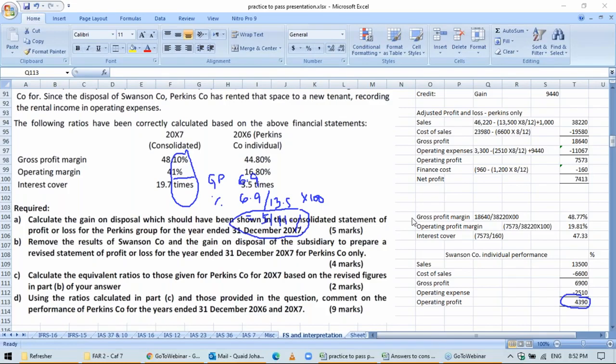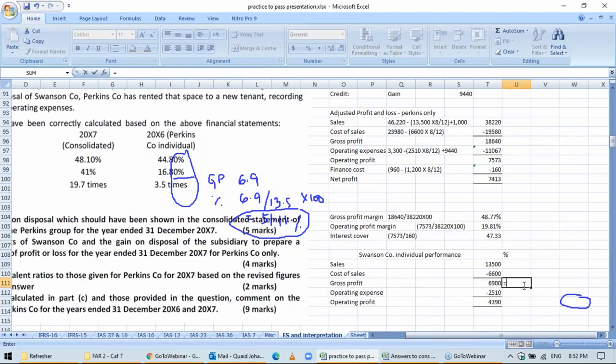So let's calculate the percentages. The gross profit margin of Swanson's is, and the operating profit margin. So students, just check, compare these with Perkins' own ratios. What happens?